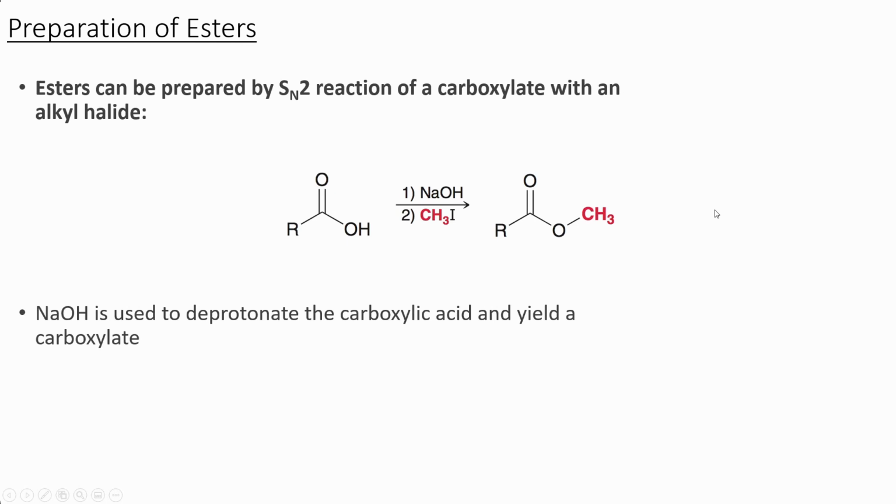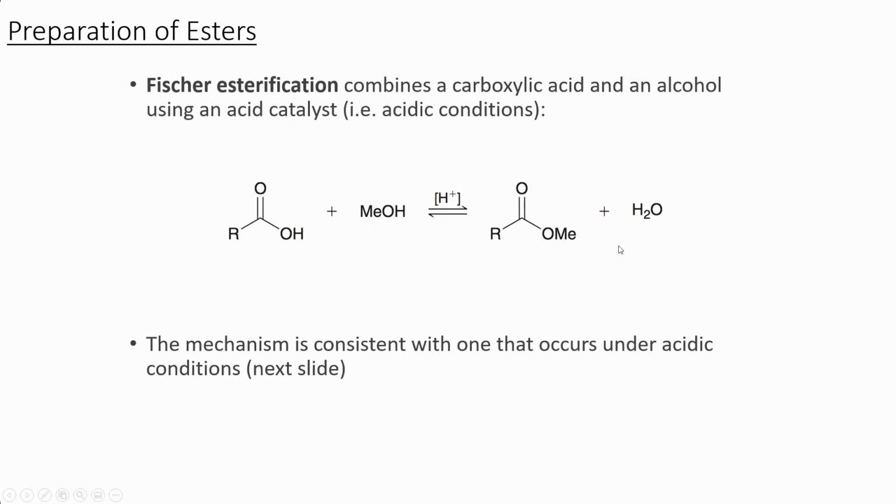We can form esters by using an SN2 reaction with a carboxylate anion and an alkyl halide. In the first step, we use sodium hydroxide to deprotonate the carboxylic acid, and then we'll have an SN2 attack of the negative charge on the oxygen with methyl iodide to form the ester.